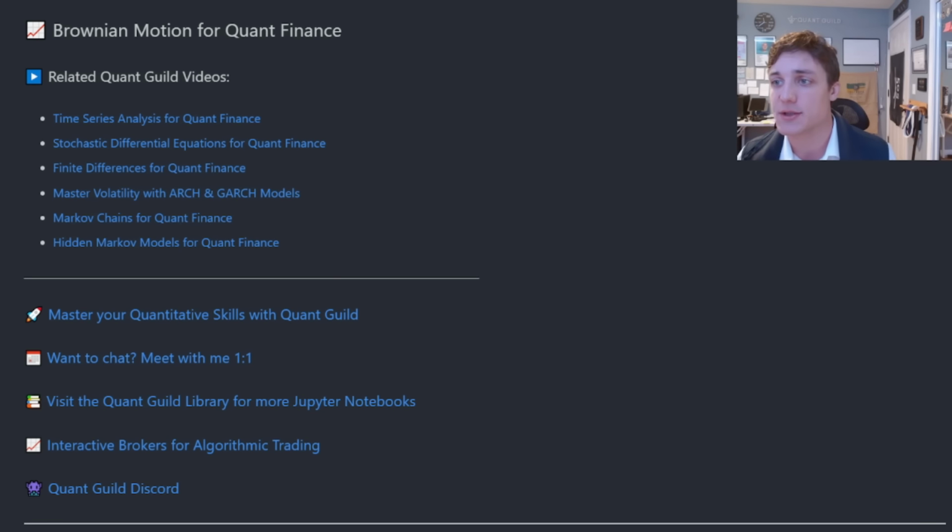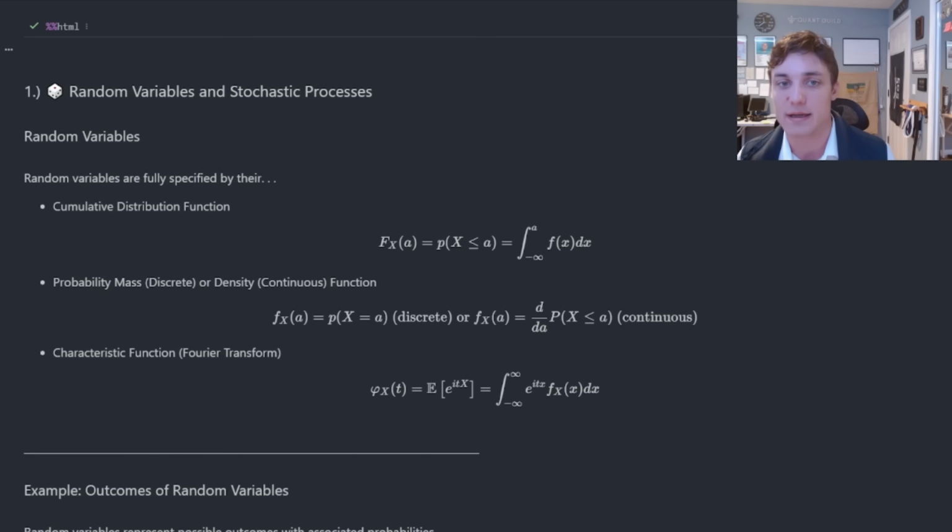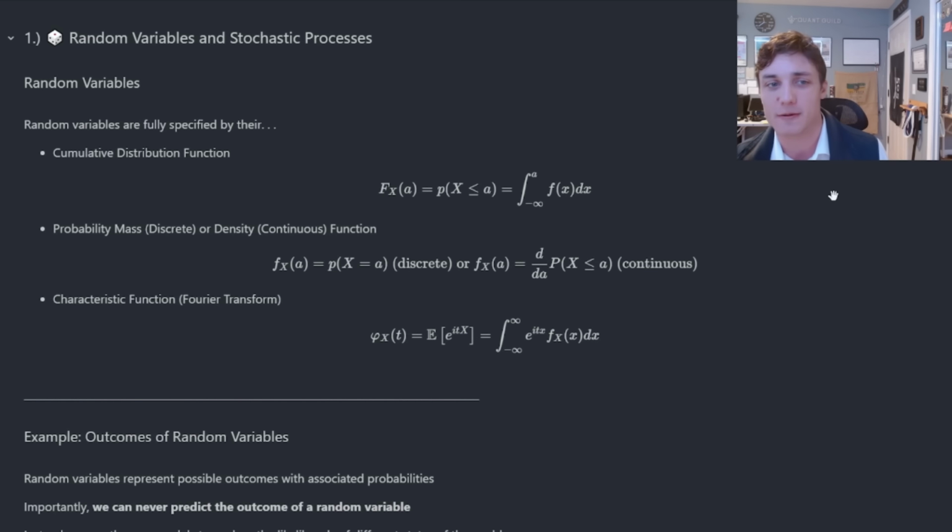Without further ado, let's get started by discussing this idea of a random variable. What is a random variable anyway? Well, effectively, it's just a distribution. It's a set of possible outcomes, each with an associated probability or likelihood of occurring. They are fully specified by their distribution function, their mass or density function, depending on if we're dealing with a discrete or continuous random variable, or their characteristic function.